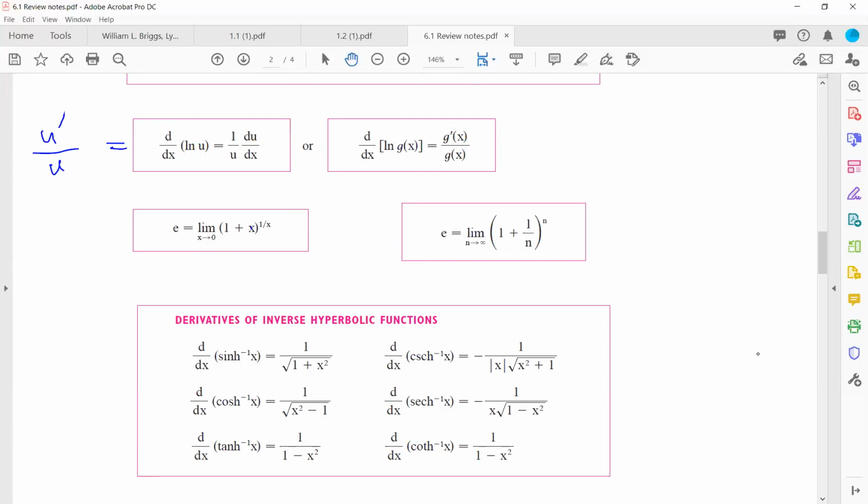The derivative of inverse cosecant hyperbolic is equal to negative 1 over absolute value of x times square root of x squared plus 1. The derivative of inverse secant hyperbolic is equal to negative 1 divided by x times square root of 1 minus x squared. And finally, when you have the inverse of cotangent hyperbolic, the derivative is equal to 1 over 1 minus x squared.